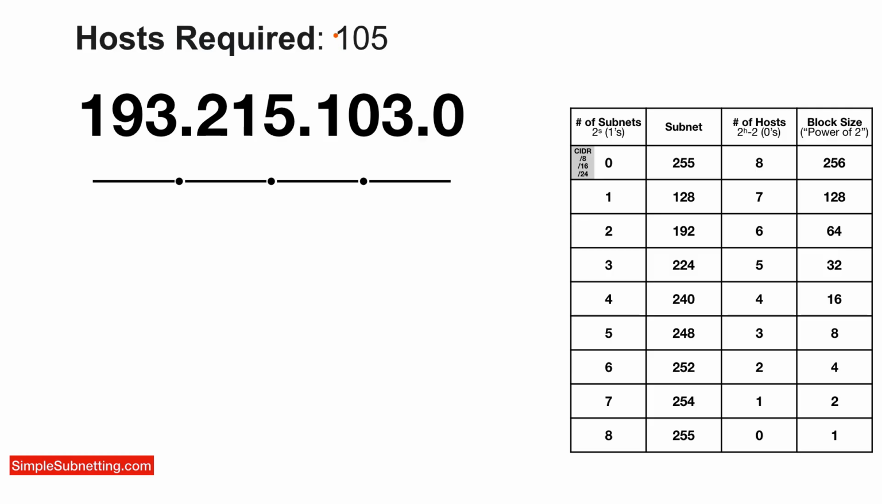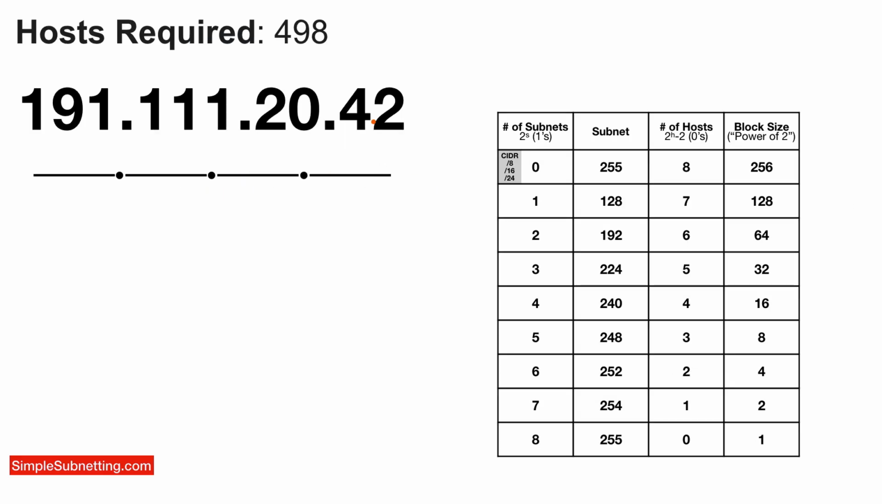Okay, now we need 105 hosts. So we go find the last column, closest number to 105 without going under, sorry, is 128. That's 7 zeros, and this is the subnet mask right here. So it's 128. Pretty easy, right? Way easier than the other one. And you're done.